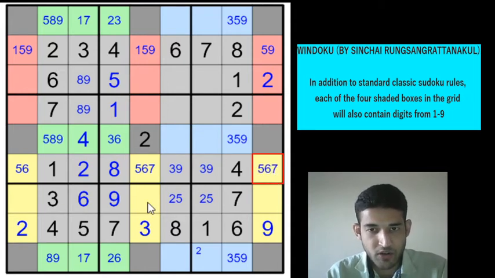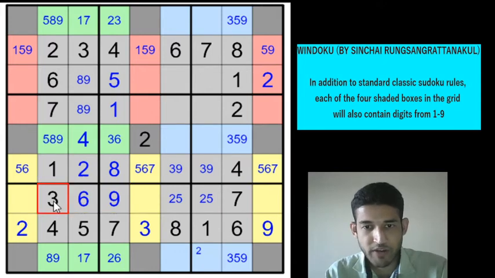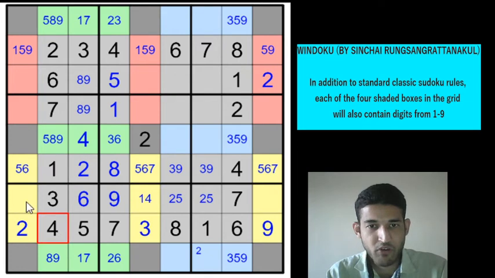And similarly along row 7 we have placed 2, 5, 7 and 3, 6, 9. The remaining digits are 1, 4 and 8. We have an 8 here, so this will be a 1 or a 4. We have a 4 here, so this will be a 1 or 8. And we have a 1 here, so this will be a 4 or 8.